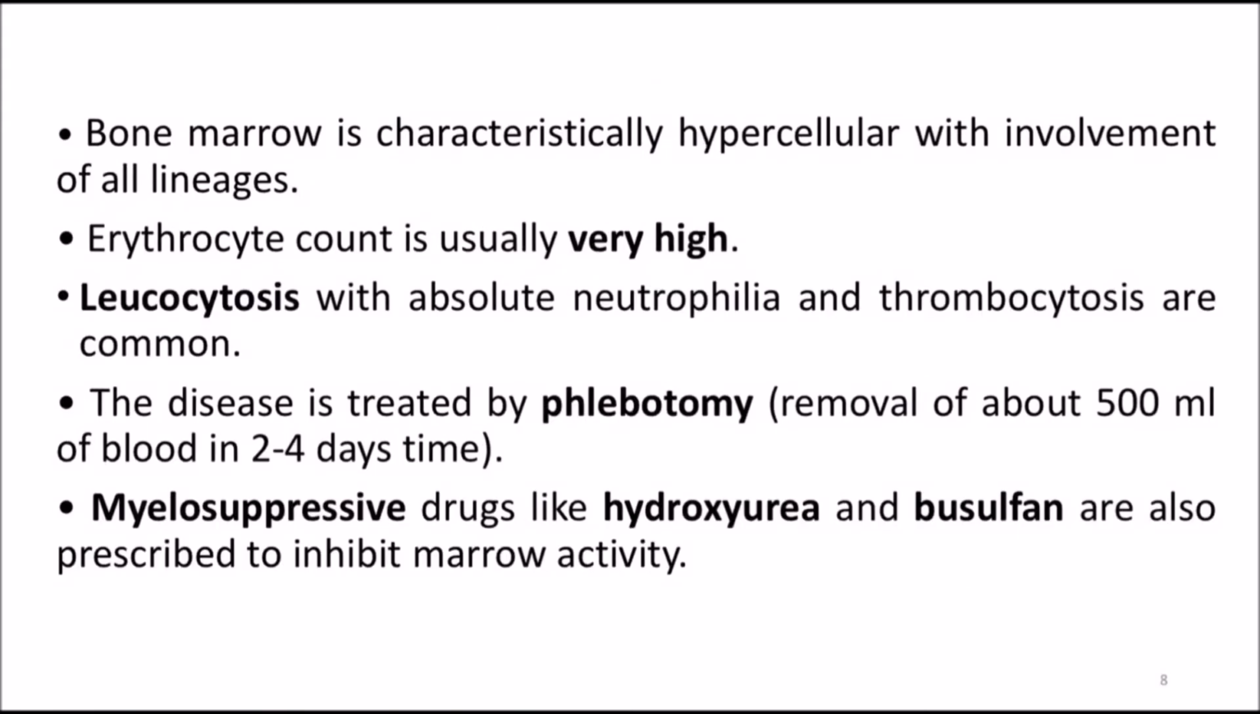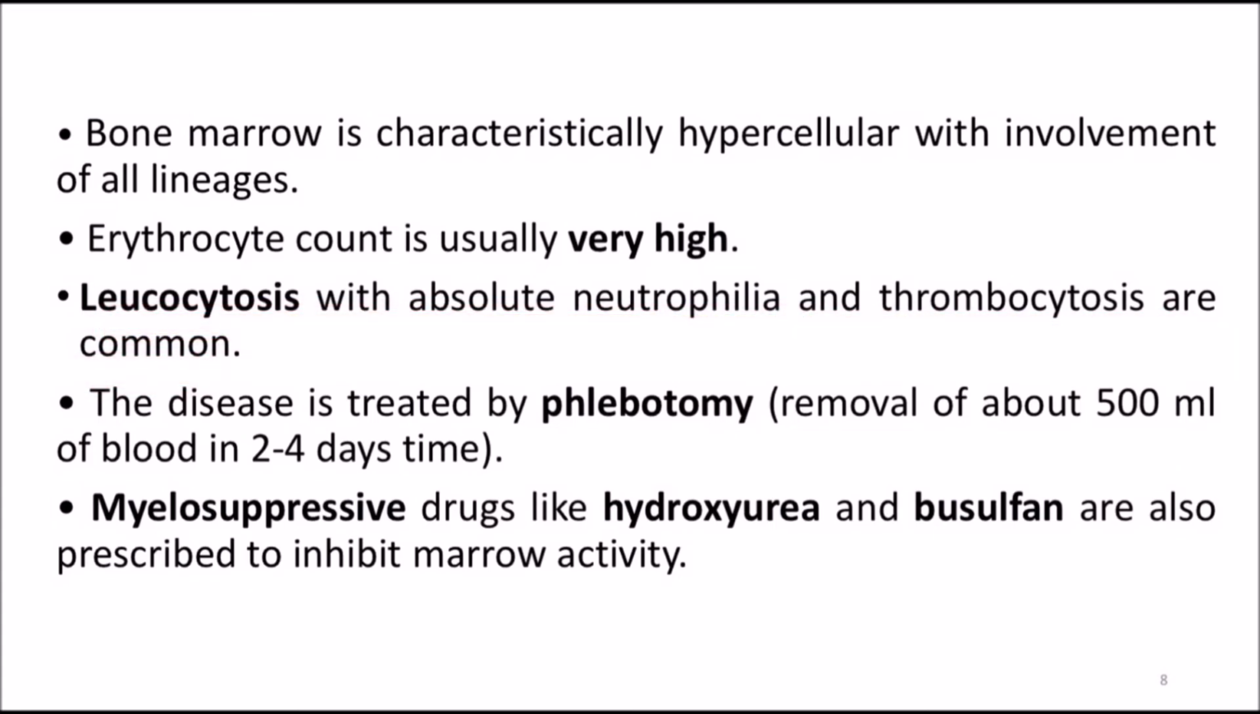In polycythemia vera, the bone marrow is characteristically hypercellular with involvement of all lineages. The RBC count, or erythrocyte count, is usually very high. There is an increase in the WBC, that is leukocytosis, with absolute neutrophilia and thrombocytosis. So here RBC is increased, WBC is increased, platelets are increased, and there is an absolute increase in the neutrophil count.